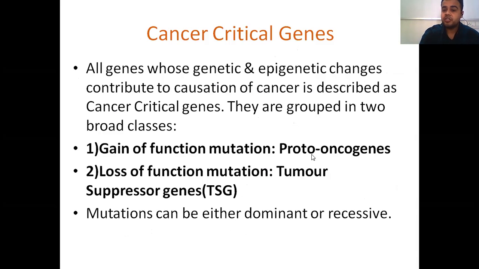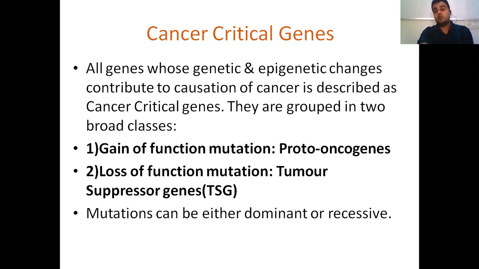So gain of function mutation happens in proto-oncogenes and leads to cancer. Loss of function mutation happens in tumor suppressor genes. It also leads to cancer. These two are very important. Sometimes they also ask very basic questions like in which genes gain of function mutation will happen and can lead to cancer. So that is proto-oncogene. Okay.